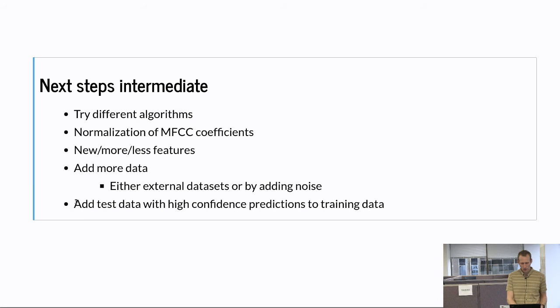Another thing that's not too difficult to implement is to take all of your test results that you have high confidence on and put them back into your training data and train on all of it. It's a bit of a scary thing to do, but it quite often produces some pretty good results. That's not going to give you a drastic increase, but there's usually a little bit to gain from that.